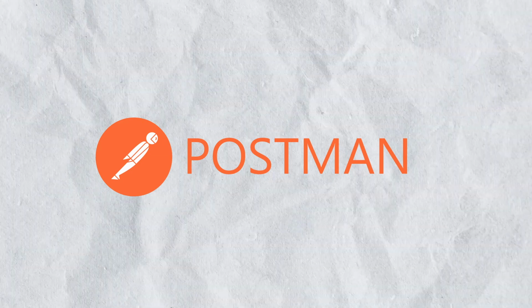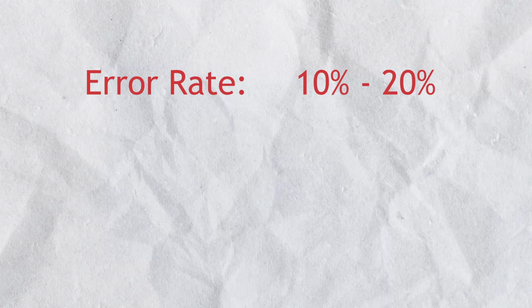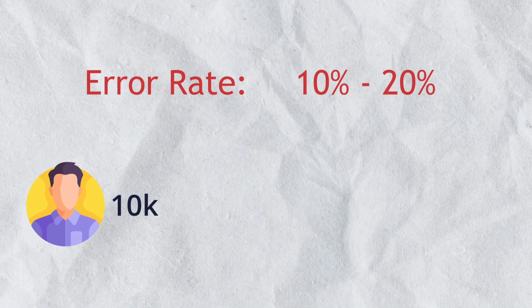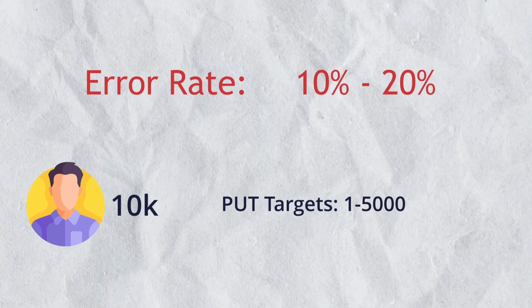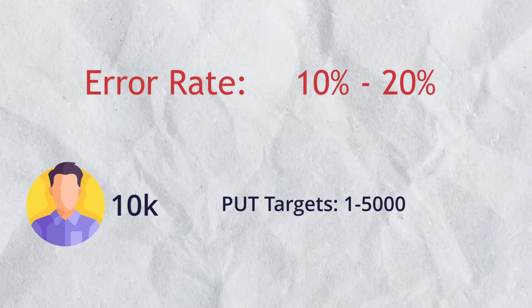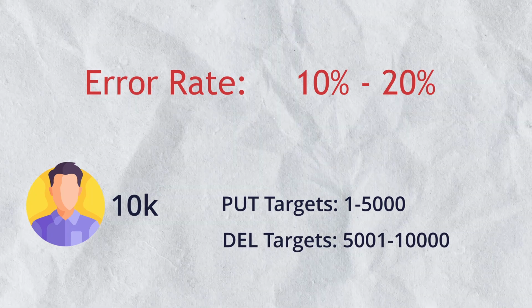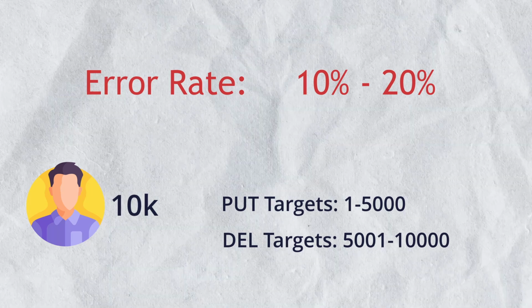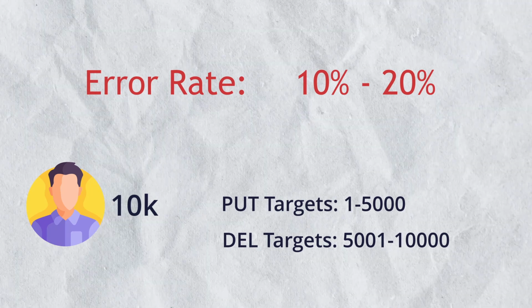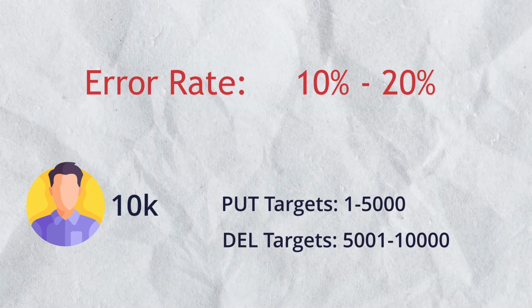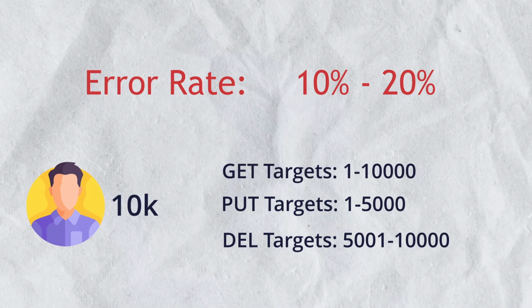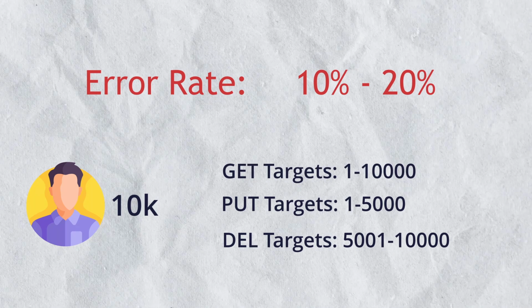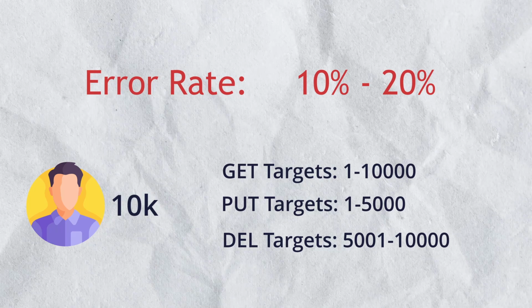Now in this test, I am expecting about 10 to 20% error rate, as I have 10,000 users and the put request for update will use 5,000 initial users and the delete request will use the next 5,000 users. So after a point, the delete request will probably show a lot of errors. And as for the get request, which fetches a single user, it should have half the errors of delete, as it will fetch the information of a random user between 1 and 10,000.